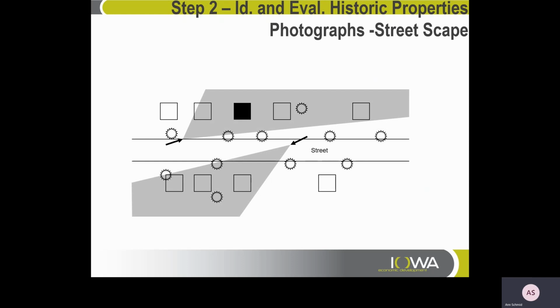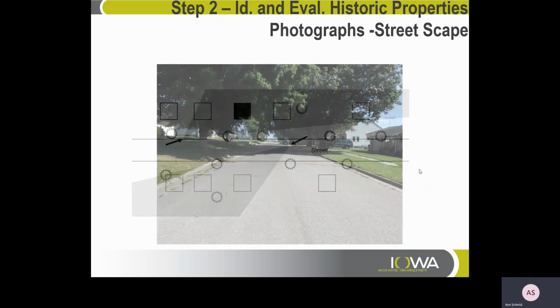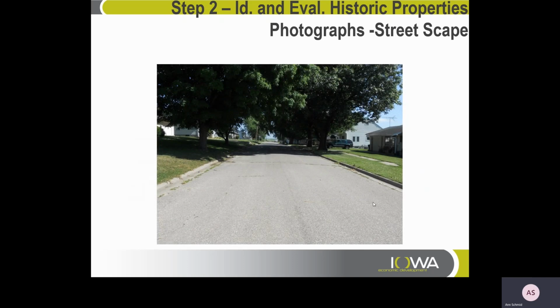We also need to include streetscapes. This is part of that discussion about whether or not a resource exists within a historic district. There are many times that I've asked for streetscapes and I've gotten photographs like this. This is a picture of a street. It does not help me inform the context in which a house is located.